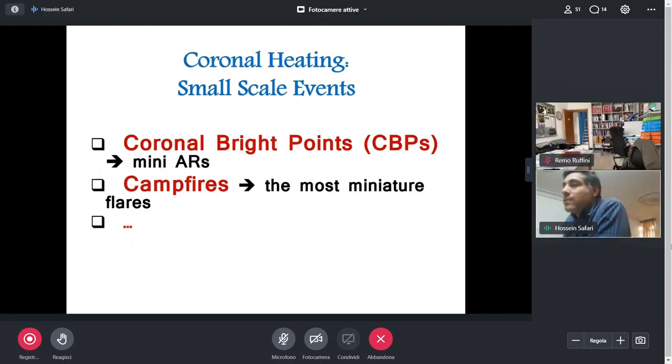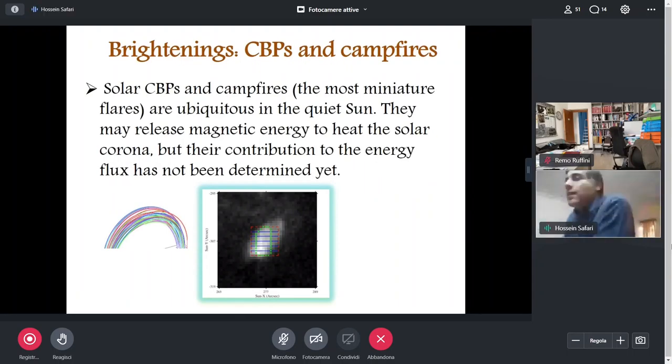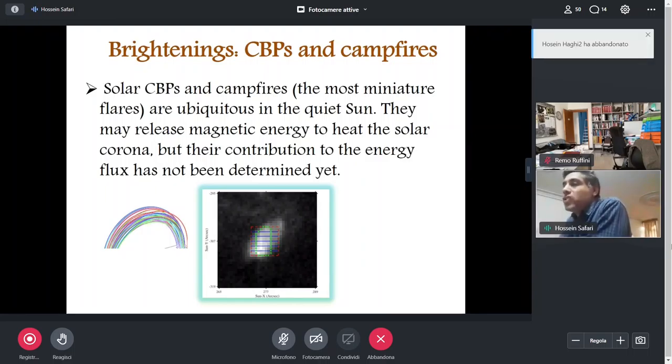Here, we would like to focus on small-scale heating, the role of small-scale brightenings in coronal heating. We analyze coronal bright points as mini active regions, and we also study campfires, the new term after Solar Orbiter, which are most similar to miniature flares. Brightenings such as coronal bright points and campfires are small-scale features, and they are widespread in the solar corona. Their contribution to the heating of the solar corona has not been determined yet.